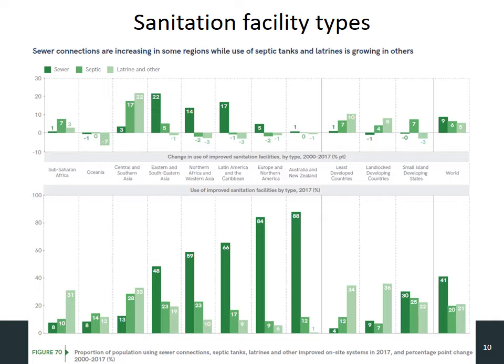While sewer connections dominate in 5 out of the 8 regions, septic tanks and latrines dominate in sub-Saharan Africa, Oceania, and Central and Southern Asia. In fact, in least developed countries as a whole, most of the growth between 2000 and 2017 has been in on-site sanitation rather than sewer connections.